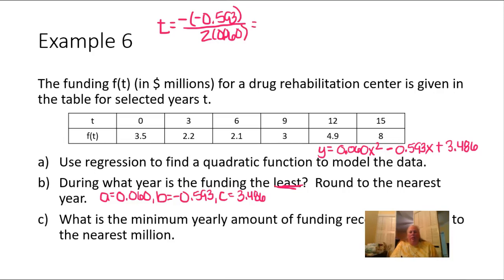Alright, and let's put this in the calculator and see what we get. And this is giving me 4.942, but if we round this to the nearest year, we're going to be rounding it up. So 5 years. It looks like during year 5, the funding received the least amount, or the drug rehabilitation center received the least amount of funding.